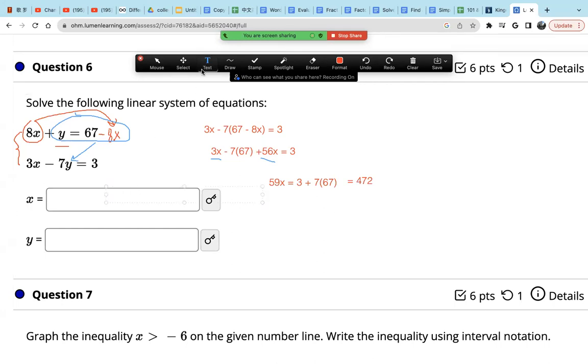We can write here x equals to 8. Once we find x equals to 8, we can go back to this formula. So y equals to 67 minus 8x. So x is 8, 8 times 8 is 64. 67 minus 64, that's a 3. So y equals to 3.